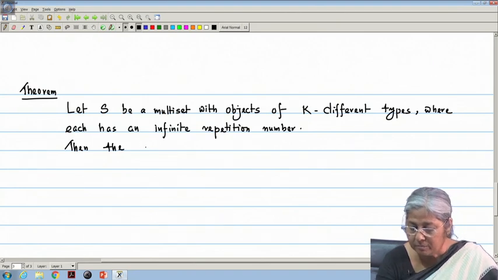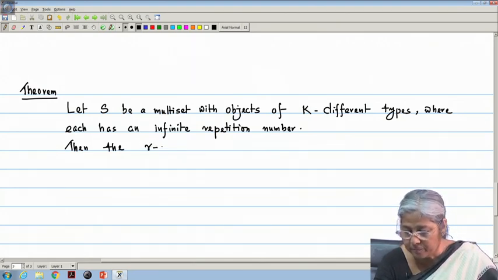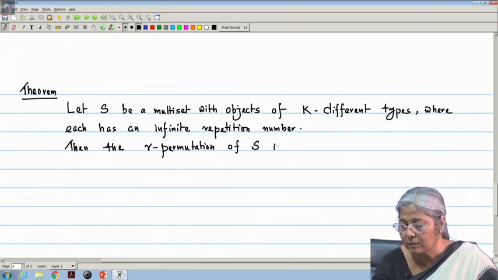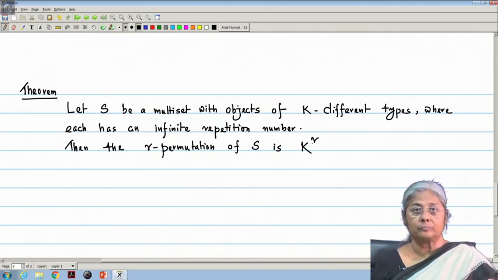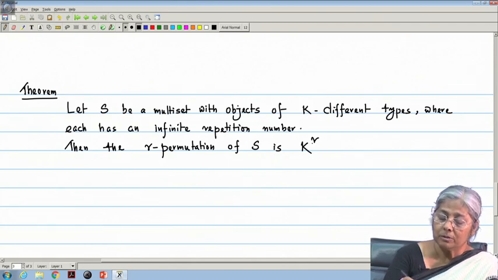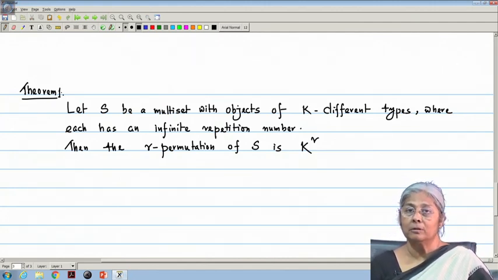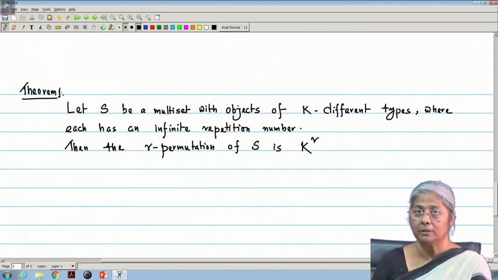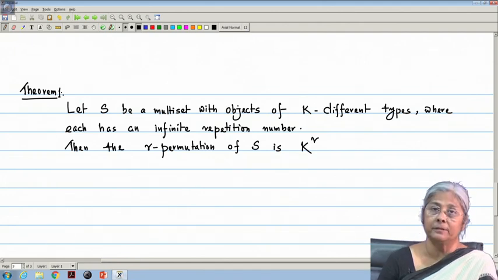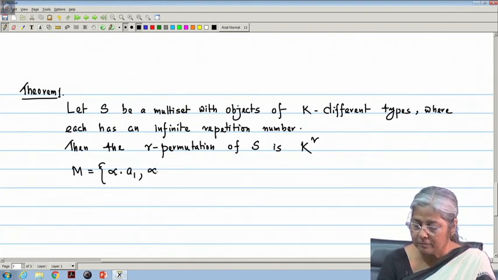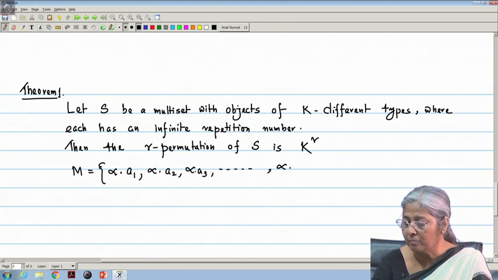Then the r-permutation of S is k to the power r. So, the first theorem: we consider a multiset having elements with infinite repetition number, and there are k different types. That means I can write that M is a multiset, infinite number of A1, infinite number of A2, infinite number of A3, and in this way infinite number of Ak.